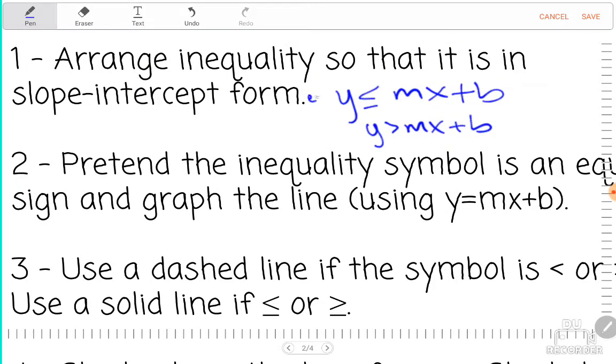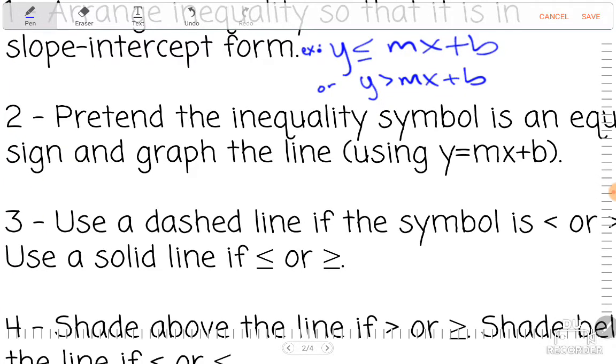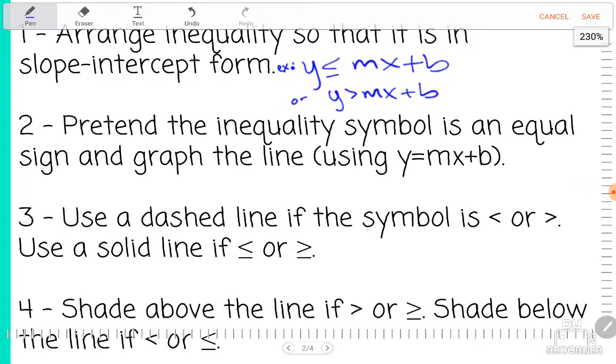So let's say example. All right, step 2 is that you're going to pretend the inequality symbol is an equal sign and graph the line. So whatever the sign was, replace it with an equal sign, and then graph using the slope and y-intercept. Okay, we'll review that because I know some of us have gotten a little rusty.